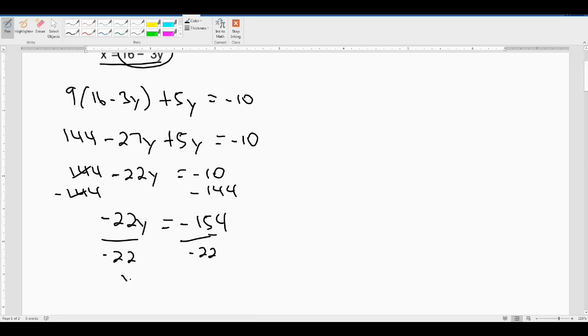And we get y equals, what is 154 divided by 22? First off, a negative divided by a negative is a positive. Is that 7? I do believe it is. 7 times 2 is 14, and 7 times 2 is 14 plus 1 is 15. Yep, 7. So now we have y equals 7.